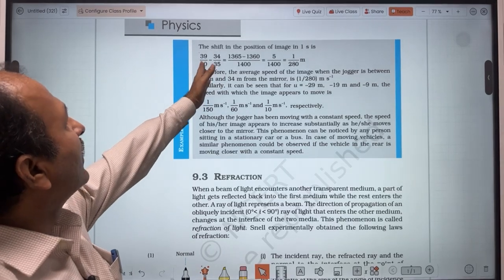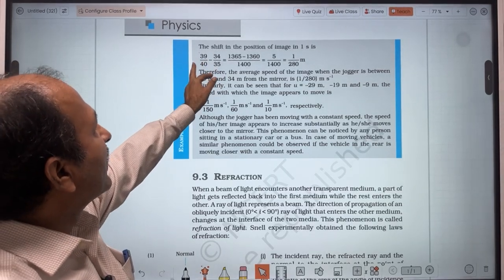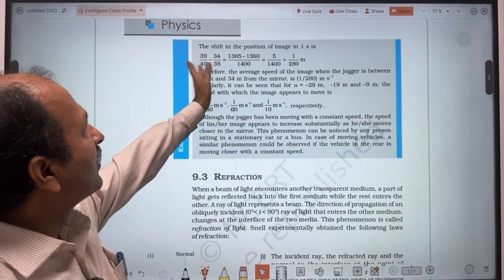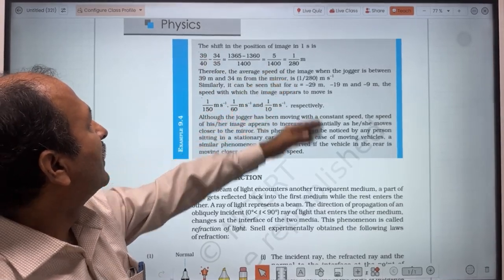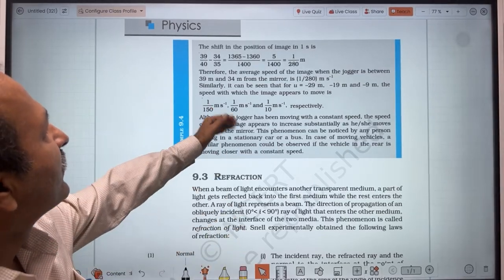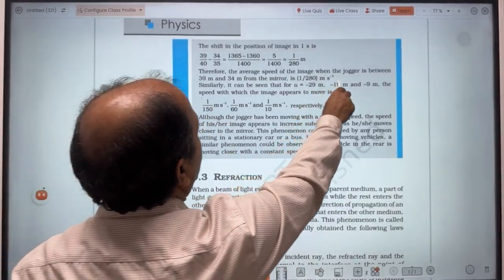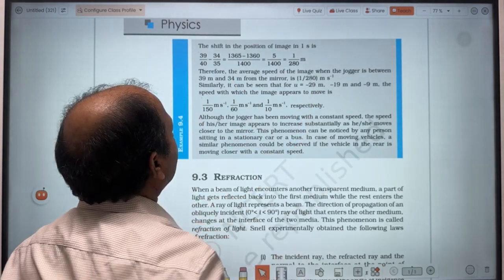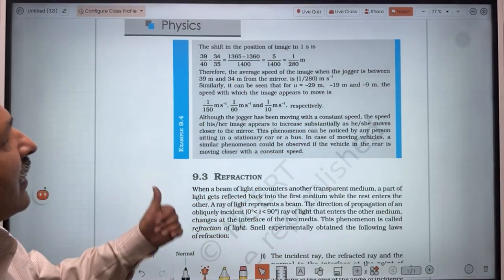Here the same thing is given. These are the values of V corresponding to two values of U. When 39 meter, when 34 meter, then these are the values. Then we get this 1 upon 280 meter. So we can say that the average speed of the image when the jogger is between 39 to 34 is 1 by 280 meter per second. I think you have understood.